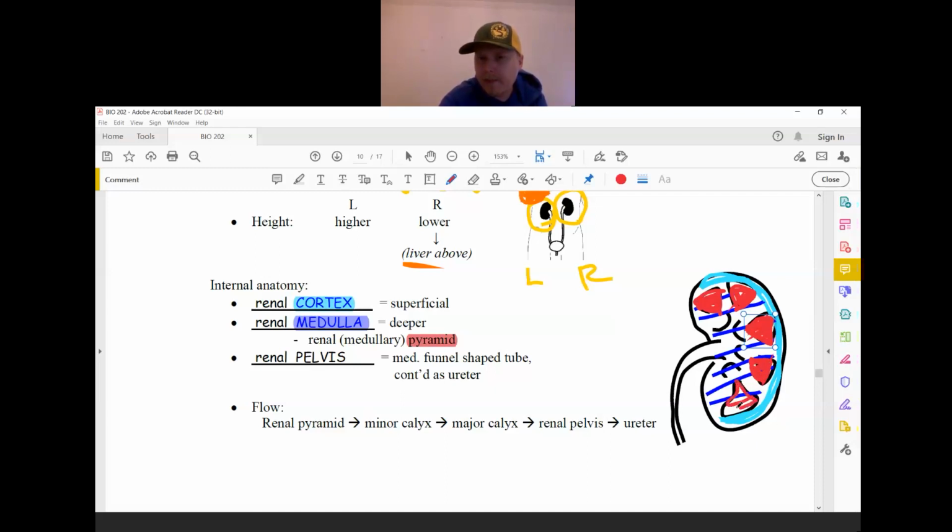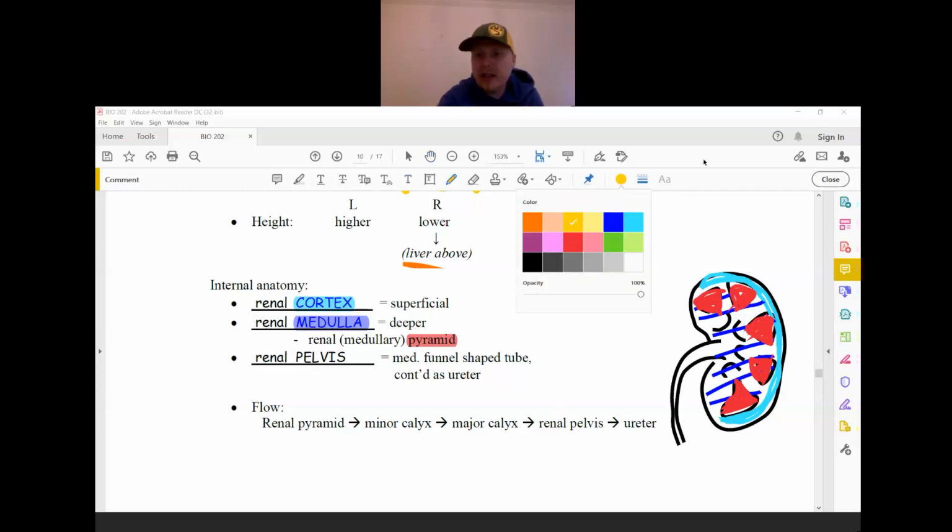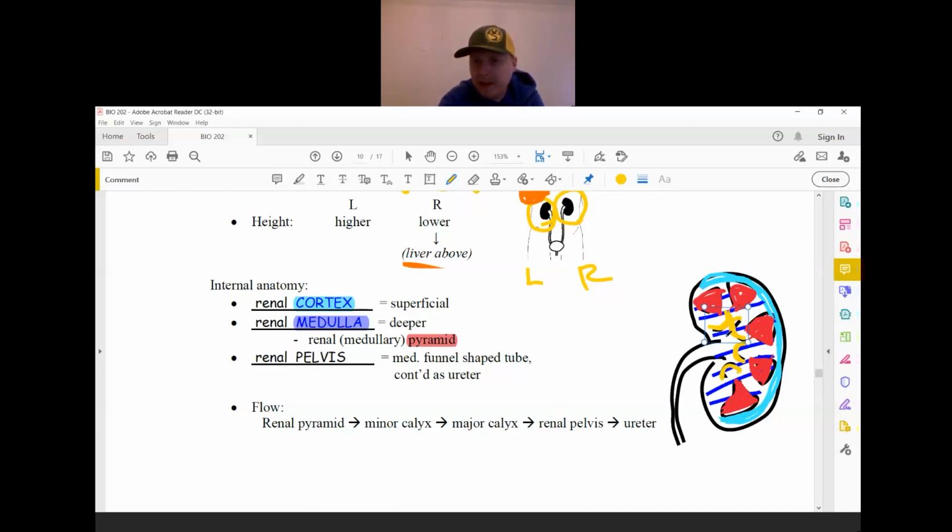And then we have these collecting parts, the minor and major calyx, which lead into the renal pelvis.